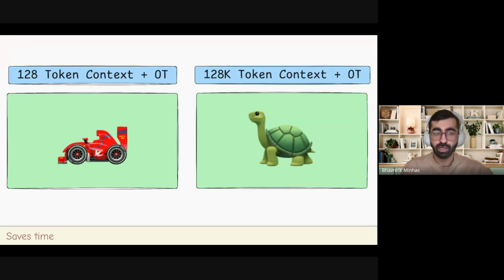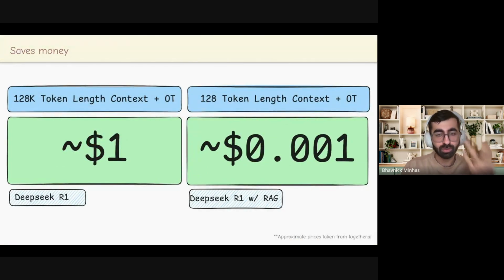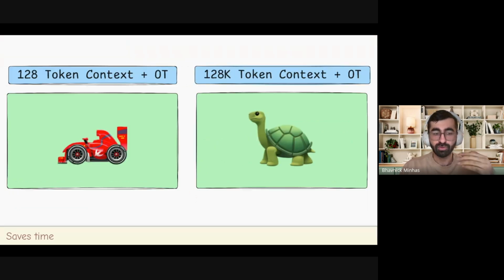So you can actually pass in just a small portion instead of 128K tokens and get away with it, and get wonderful answers from DeepSeek R1. Same with time, because again, fewer input tokens means less time taken to process them. So 128 tokens in the input would be faster, and 128K tokens would be slower.